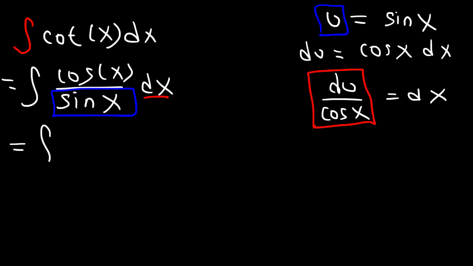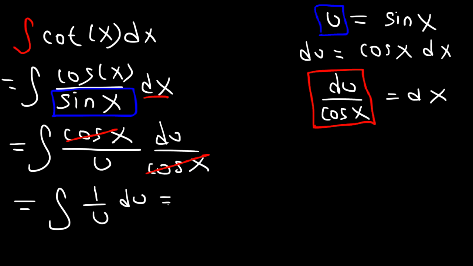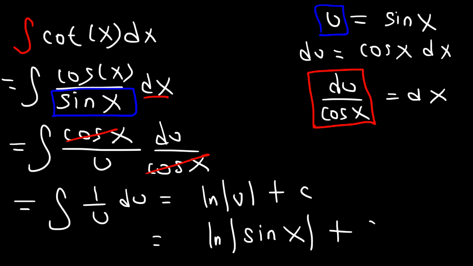So we're going to have the integral of cosine x divided by u times du divided by cosine. And so we could cancel cosine at this point. And so this becomes the integral of 1 over u du, which is the natural log of u plus c. And then u is equal to sine. And so this is going to be ln sine x plus c.